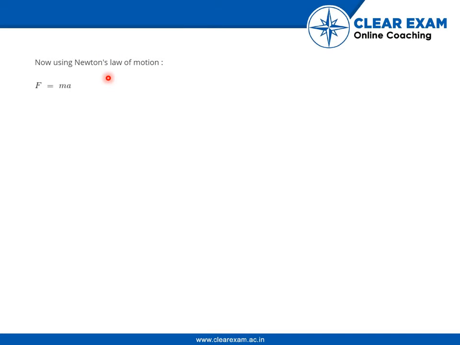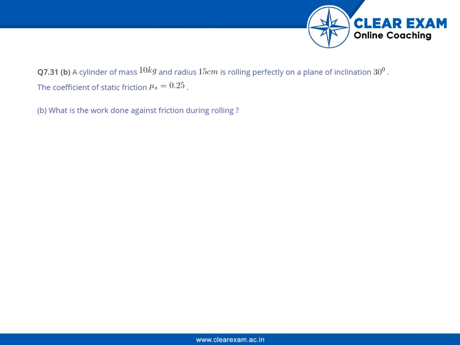Now using Newton's law of motion, F equals ma, or mg sin 30 minus F equals ma, or F equals mg sin 30 minus ma. Now putting in all these values, we get the friction to be 16.3 Newton. Hence the frictional force is 16.3 Newton.